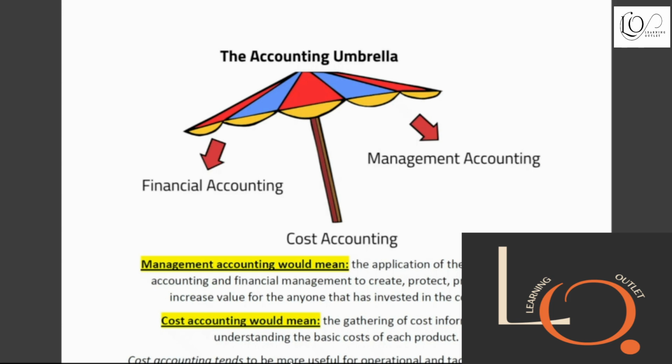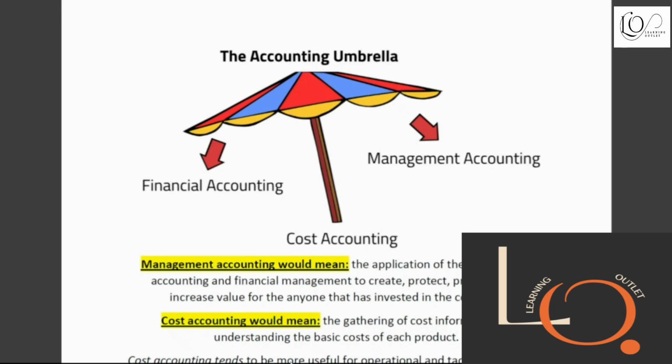So the accounting umbrella is broken down into 3 parts. The financial accounting is one part of it, cost accounting is another part of it, and management accounting, which is our focus, is the third part of it. We'll take each one by one, showing you the difference. But just on the onset, let's first speak about management accounting.